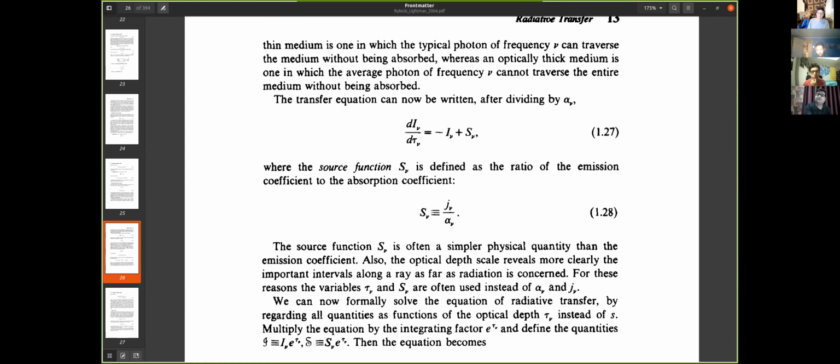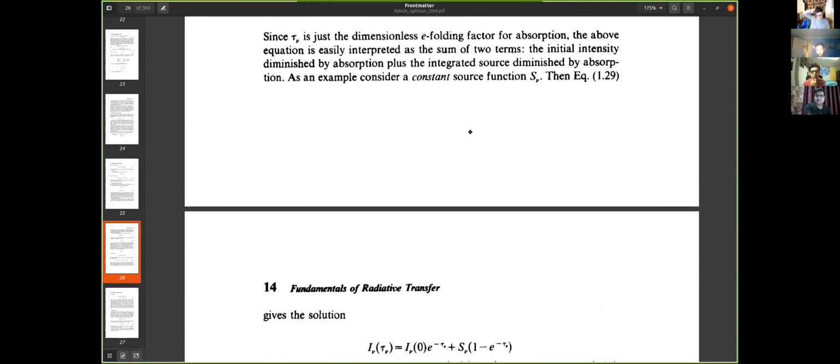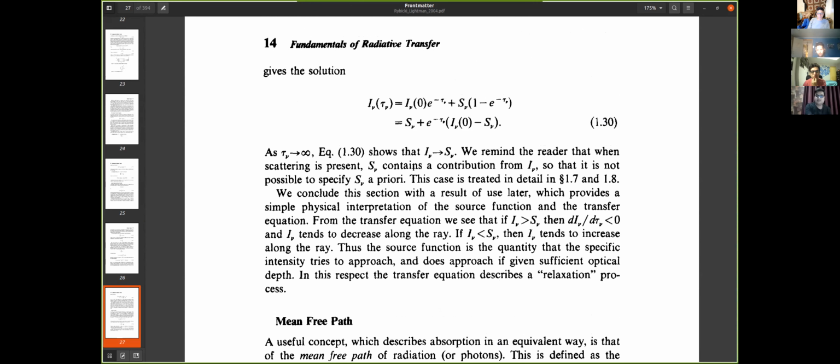So this time I_nu will increase to reach the source function. This is the interpretation that the author writes. Again, I will read. From the transfer equation, we see that if I_nu is greater than the source function, then dI_nu/d tau_nu is less than 0, and I_nu tends to decrease along the ray. If I_nu is less than the source function, then I_nu tends to increase along the ray.